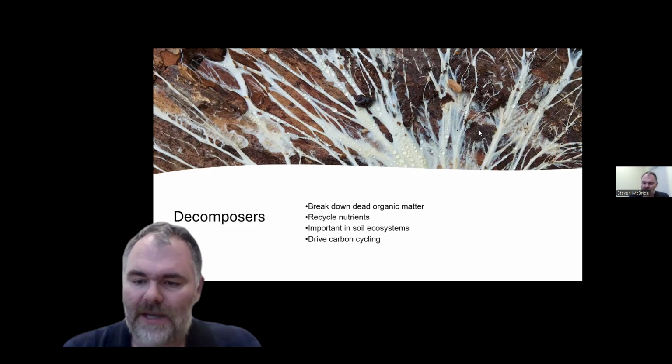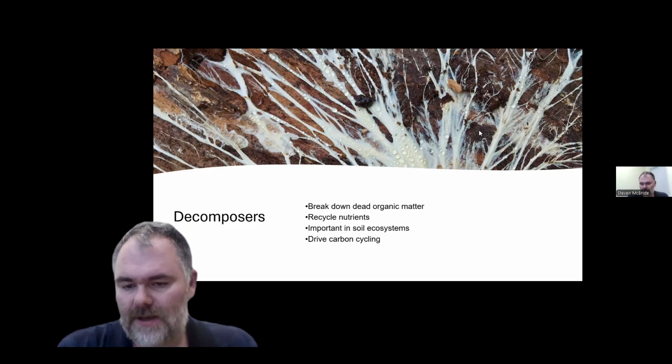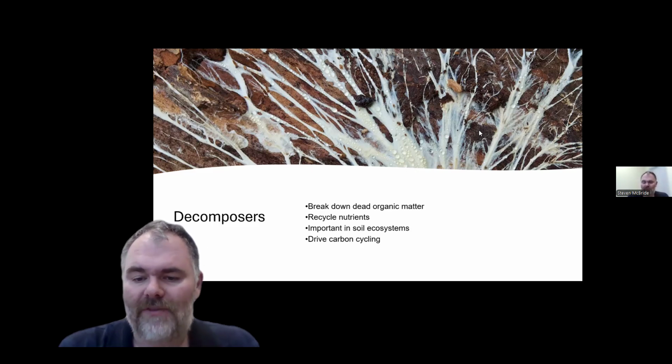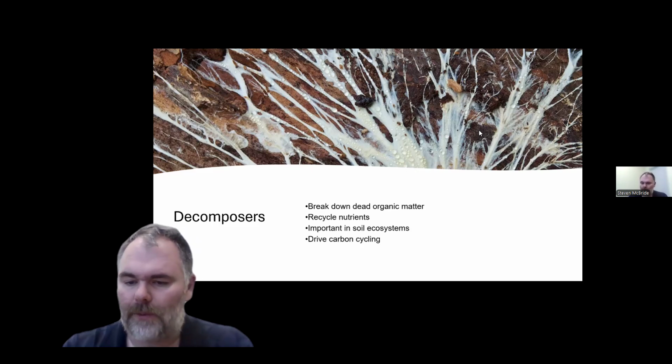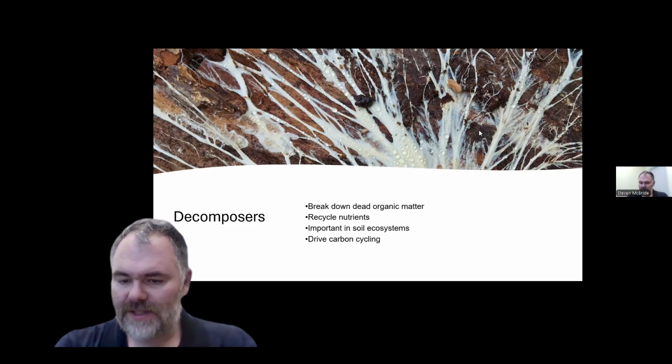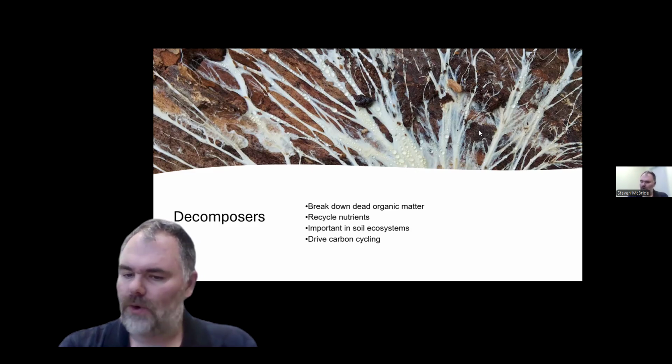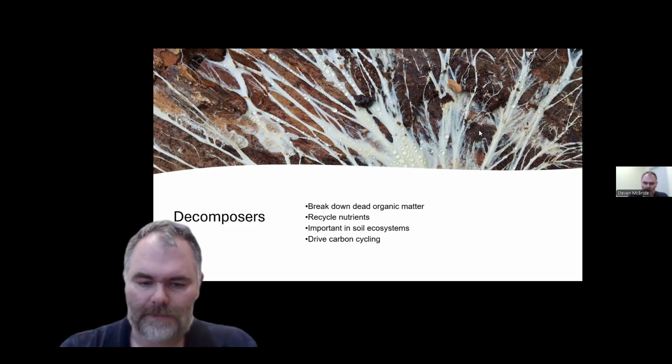This is especially important in soil ecosystems. Soil bacteria help drive carbon cycling by decomposing organic matter and releasing carbon dioxide through respiration. When you see leaves decomposing in a forest or organic matter breaking down in soil, microbes are doing much of the work.